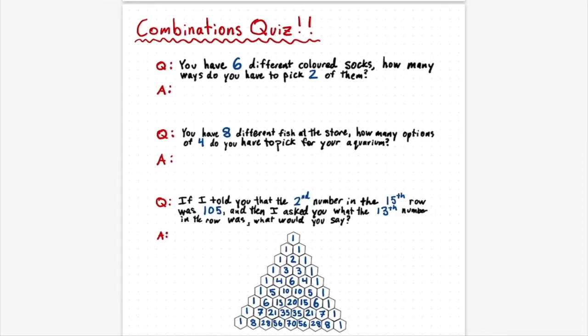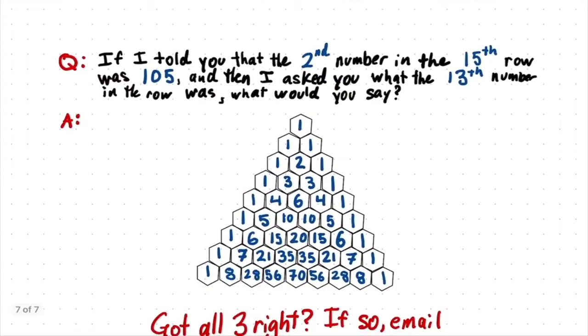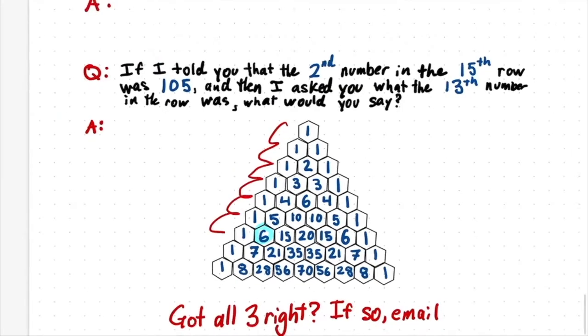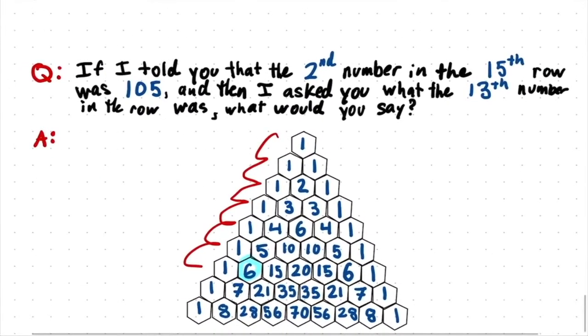So the first question: you have 6 different colored socks. How many ways do you have to pick just 2 of them? Well, let's start. We go down to the 6th row, which is this one right here because it has the number 6. Or we can count 1, 2, 3, 4, 5, 6. Then we are asked to pick 2 of them, so we go in 2 squares, 1, 2. The answer to that question is 15.